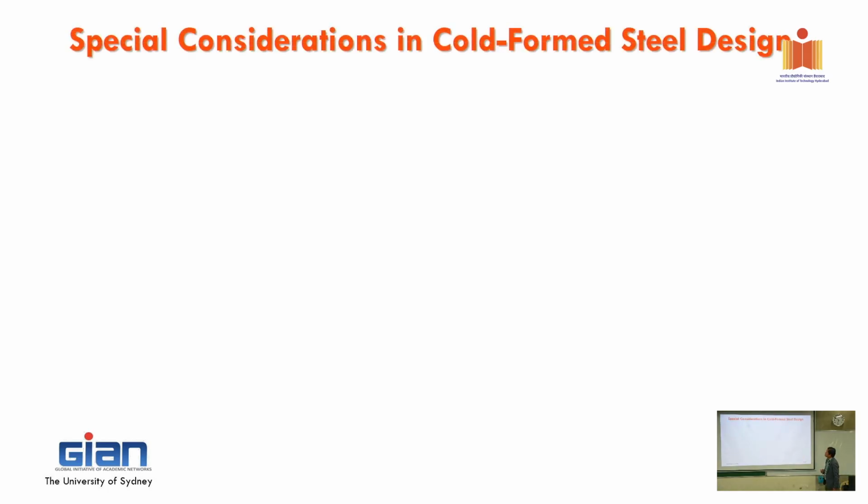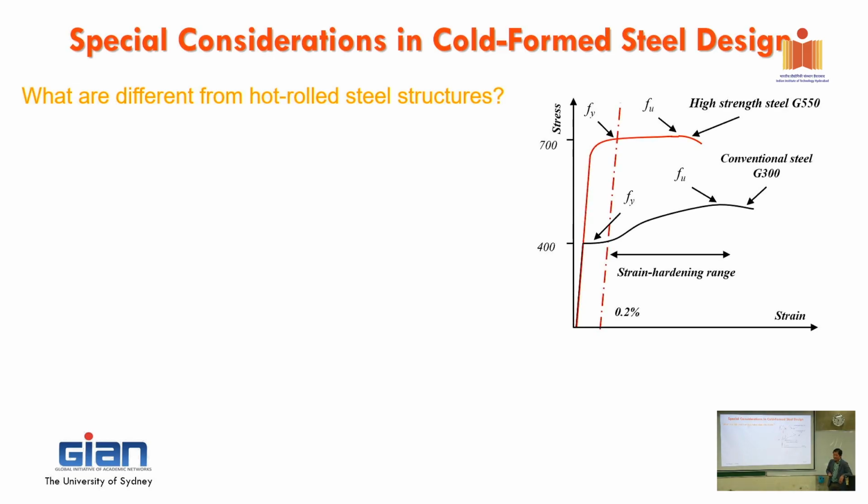Good. All right. So now we get to the detail, or the technical aspect. The question now is, what are the differences between hot rolled steel and cold form steel? Of course, I introduced it yesterday, right? Cold form is very thin. They use thin sections, so it's very light, very thin.